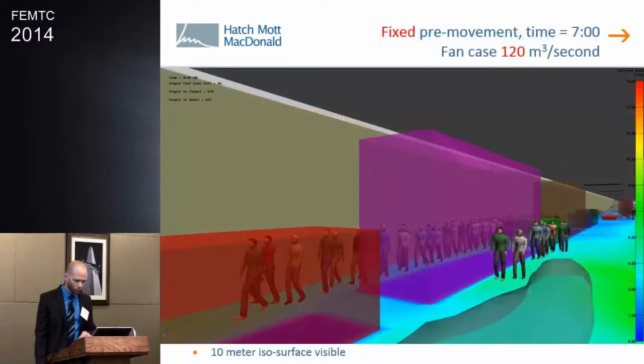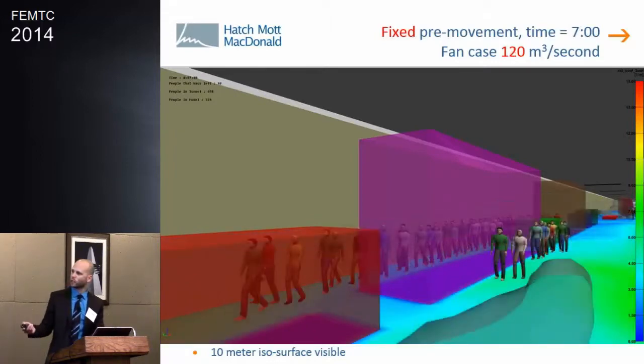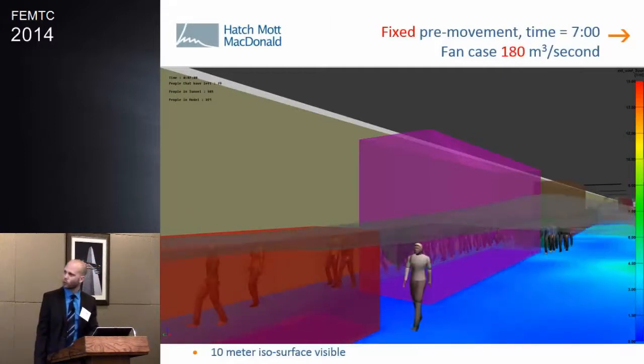So I'm just going to show you a few more pictures of what it looks like. This is again fixed pre-movement time, looking at the fan case of 120 meters cubed per second. And then at the same time, with the higher fan size, you can see the 10 meter visibility. The 10 meters of visibility is just this little area here, which you'd probably have to be crawling along the floor to be in. Whereas in the higher fan size case, the visibility is a lot better.